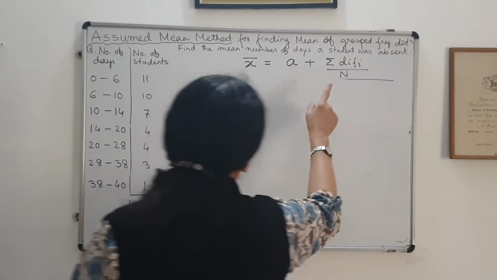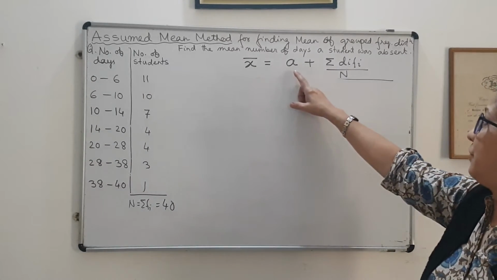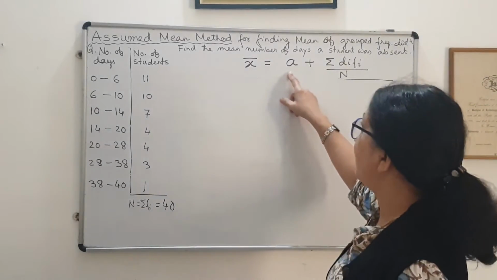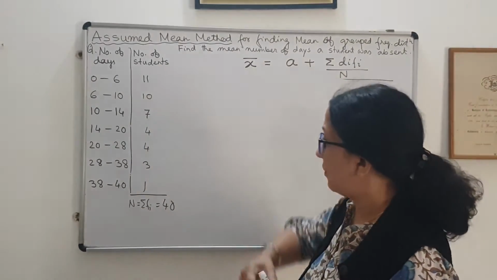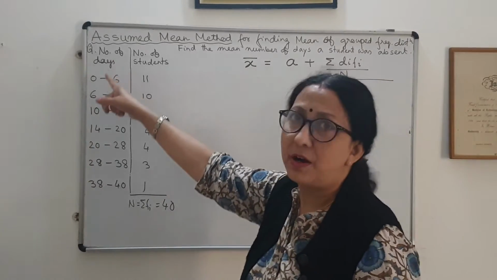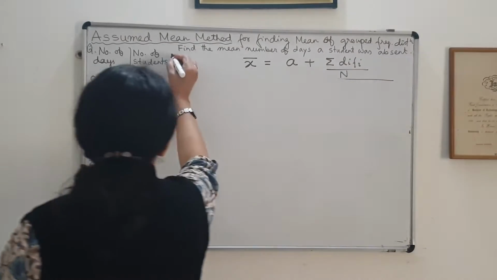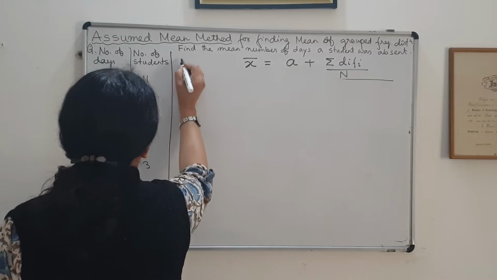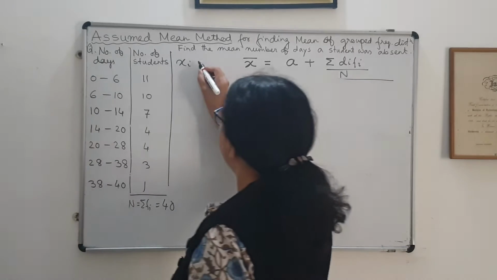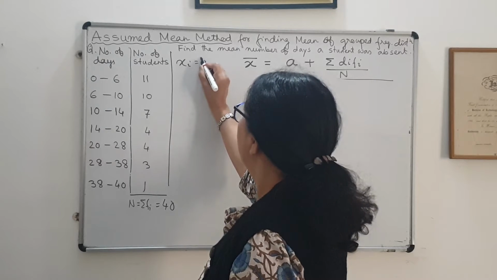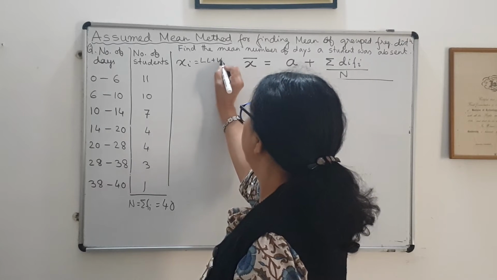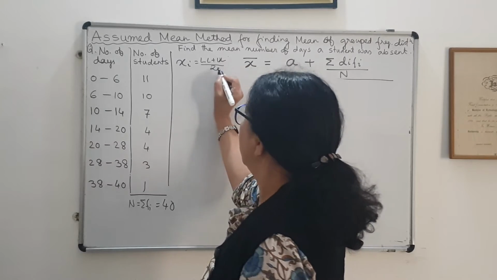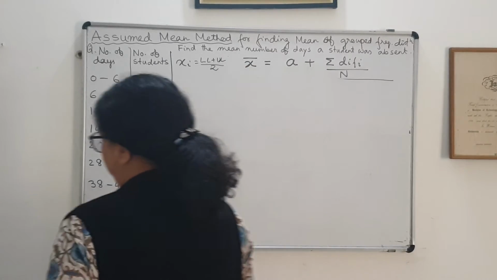In the formula, first of all, I have to find the value of A. A is nothing but some central value of xi. So first I have to find the class mark. The first column that I have to make is xi. As I told you, xi is nothing but lower limit plus upper limit by 2, that is the class representative.